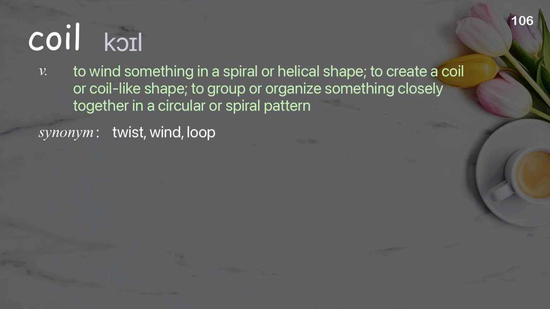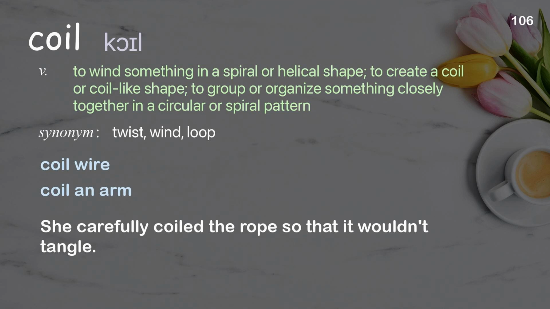Coil. To wind something in a spiral or helical shape, to create a coil or coil-like shape, to group or organize something closely together in a circular or spiral pattern. Examples: Coil wire. Coil an arm. She carefully coiled the rope so that it wouldn't tangle.